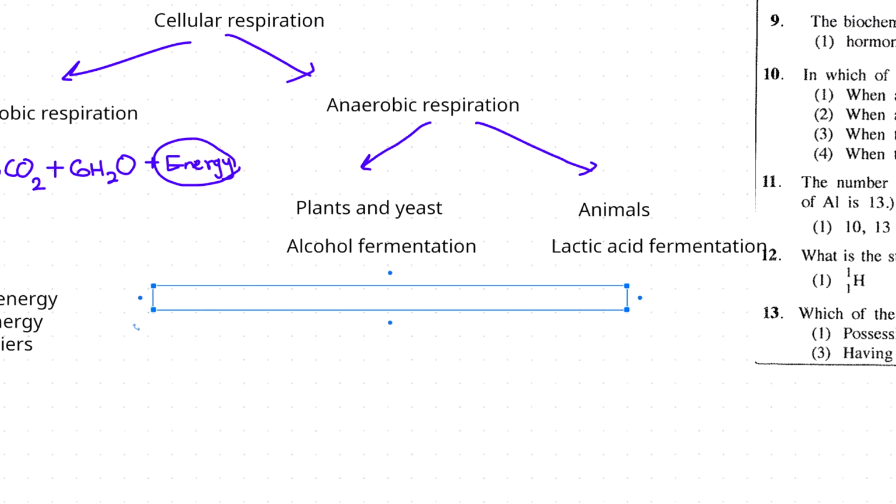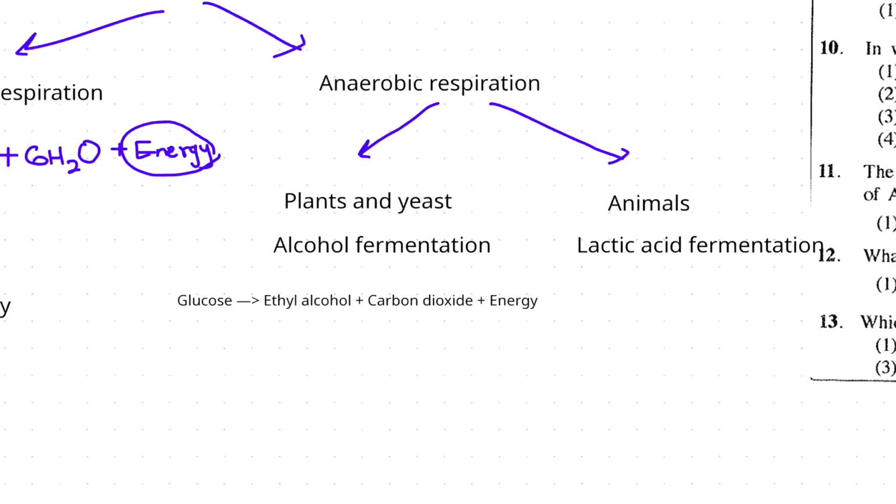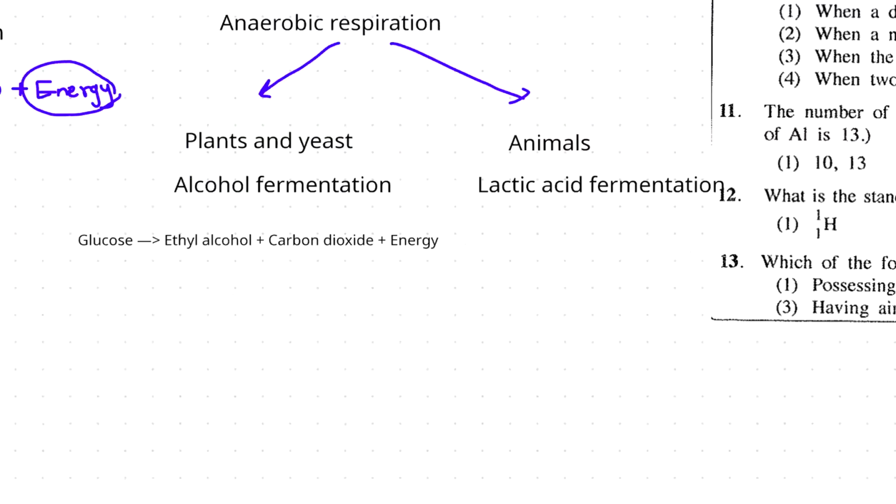Ethyl alcohol, carbon dioxide plus energy is what is formed in alcohol fermentation, right? Ethyl alcohol is produced. That's why we call it alcohol fermentation. In addition to that, carbon dioxide is produced and energy is produced. That is alcohol fermentation. What about lactic acid fermentation?